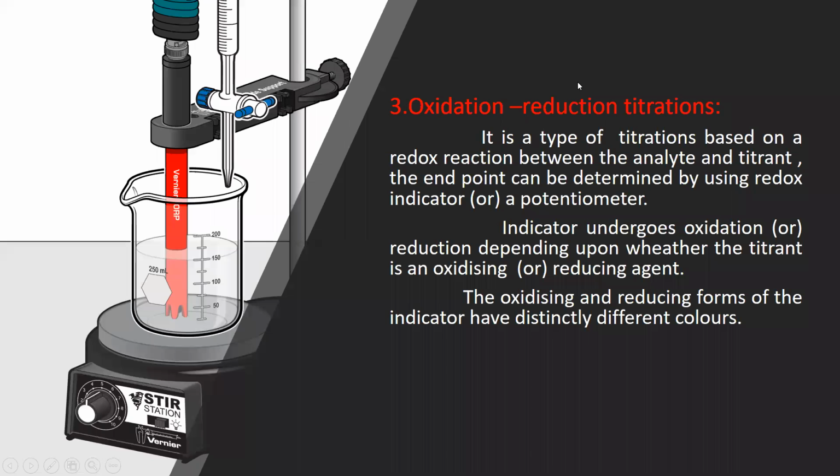Let's come to the third method of volumetric or titrimetric analysis, that is oxidation-reduction titrations. It is a type of titration based on a redox reaction between the analyte and titrant. Here the analyte is the sample, and the endpoint can be determined by using a redox indicator or also by using a potentiometer.